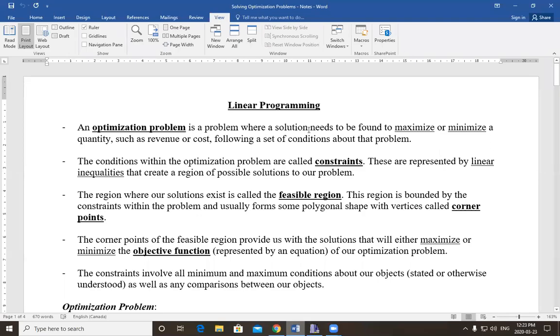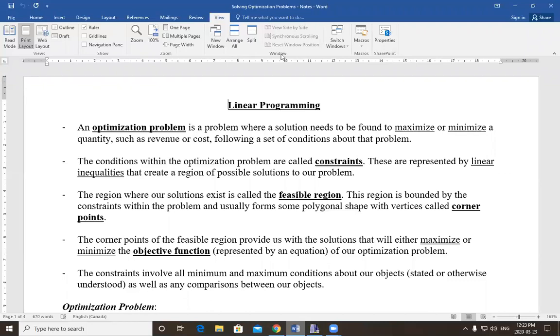All right, so today's lesson is about linear programming. Linear programming is basically a type of math where we use systems of linear inequalities to find what we call an optimal solution. The optimal solution will either represent a maximum, for example, if you want to find out what the maximum revenue would be, or it would be a minimum. For example, if we want to find the minimal costs of production.